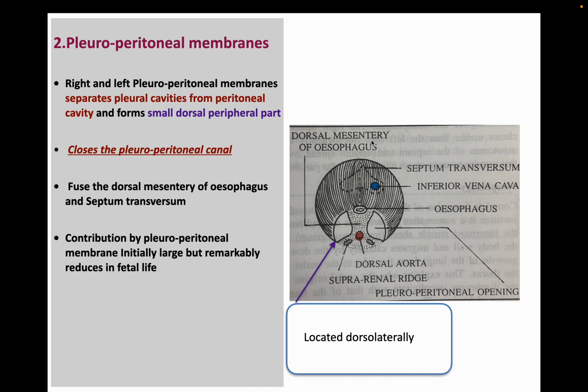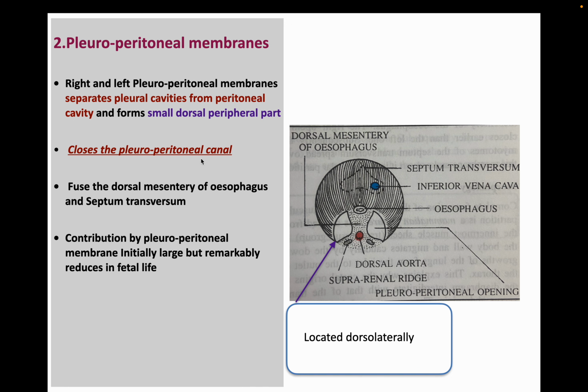Now the pleuroperitoneal membranes. So right and left pleuroperitoneal membranes separate the pleural cavities, which are lying above the diaphragm, from the peritoneal cavity, which is lying below it. They form a small dorsal peripheral part. You can see these openings here. So they are present dorsally and a little bit laterally. So a small dorsolateral portion is there.